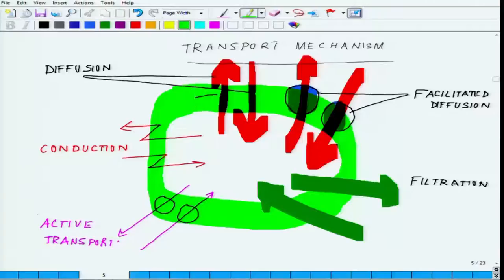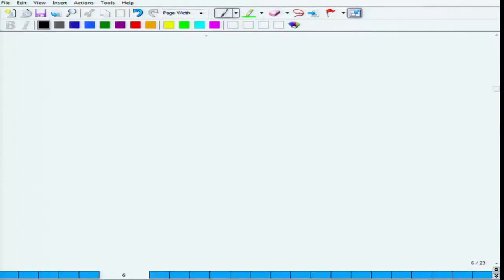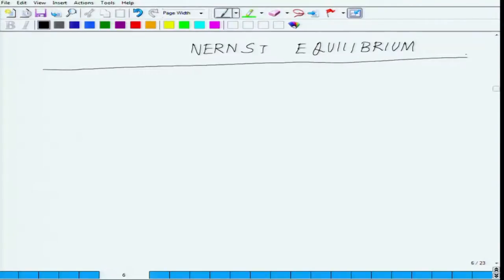So, now based on all these things, I will come back to the Nernst equation, which I initiated in the last class, and now I will move on to the Nernst equation or Nernst equilibrium. Before I explain Nernst equilibrium, let us try to understand two simple situations. Let us assume the inside of the cell and the outside of the cell.